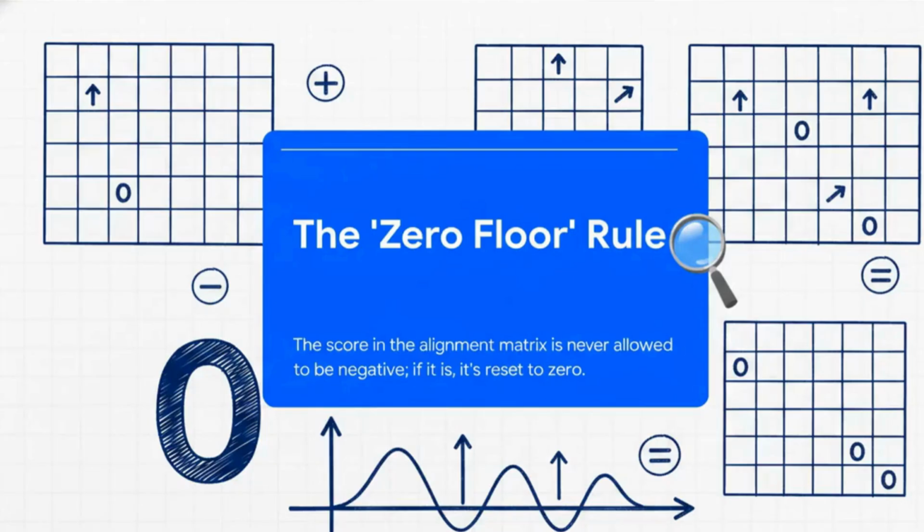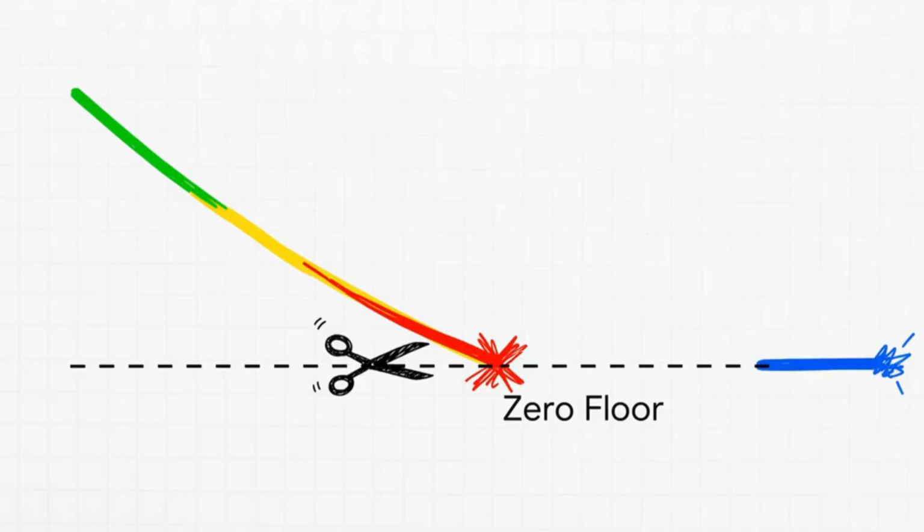Pretty cool, right? So what's the secret? What makes this all possible? It's this one brilliant little trick called the zero floor rule. And it's so simple, it's genius. The rule is, the alignment score can never go below 0. If a mismatch or a gap would make the score negative, poof, you just set it back to 0. That's it. Now, this might sound simple, but the effect is massive.